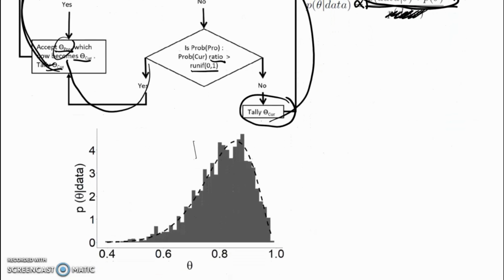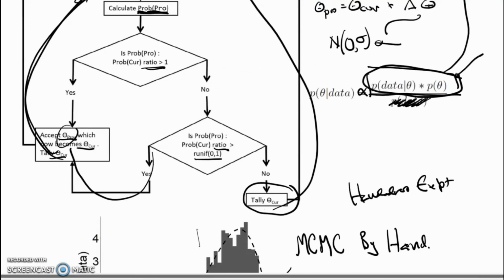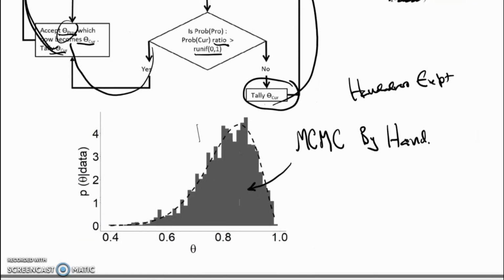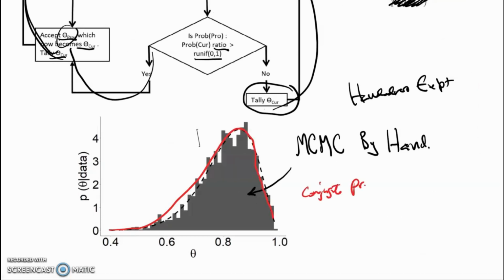And so on E-class, there's the program MCMC by hand that implements this for the handedness experiment. And what we get is a histogram shown here in these dark bars that corresponds pretty much exactly to the dashed line, which was obtained by conjugate priors.